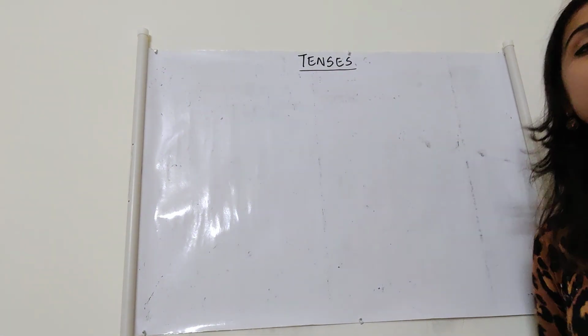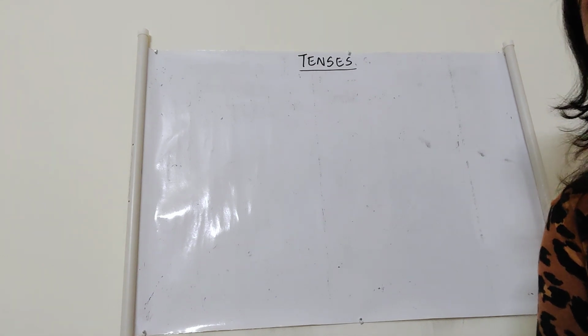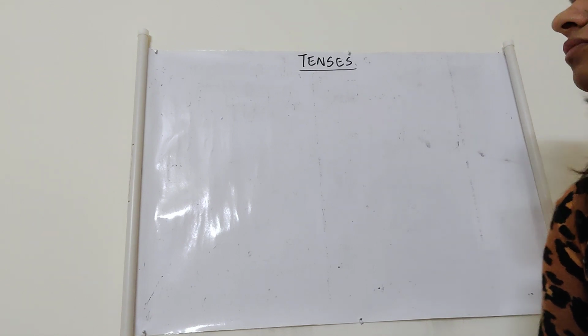Good morning, children. Children, today we are going to start with tenses, and after your half yearlies, this is the first chapter that we are going to do for the second term.